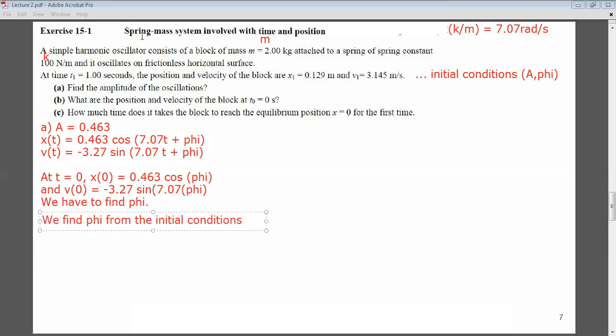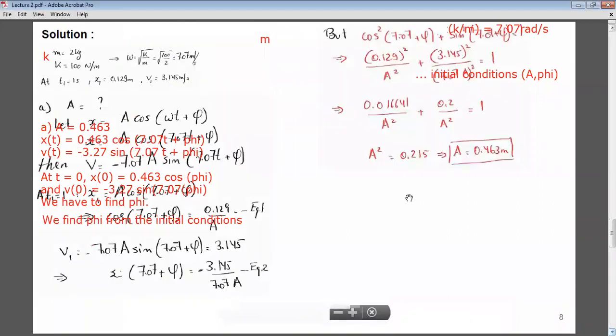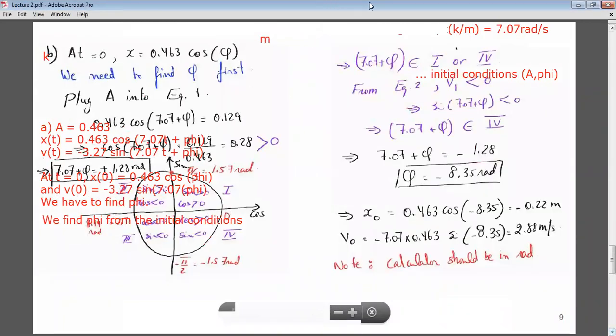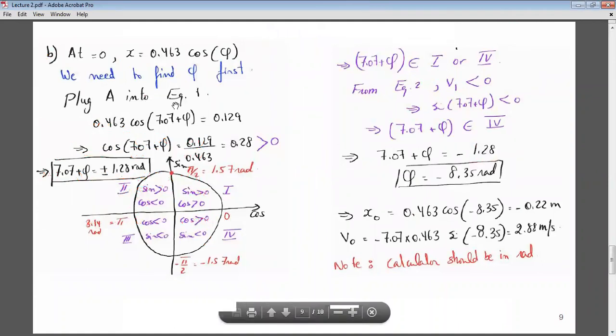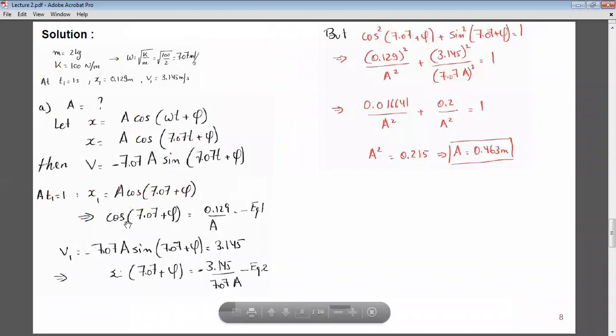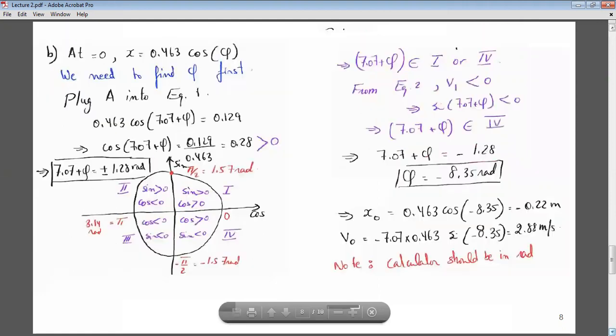Okay, so let me here go to the solution because it's not easy to. So we need to find phi first. We have to remember that we have these two equations. These are the two equations from the initial condition. Cosine of 7.07 plus phi is equal to 0.129 over A. And sine of 7.07 plus phi is equal to minus 3.145 over 7.07A. Now we know A is 0.463. So we plug it in these two equations.